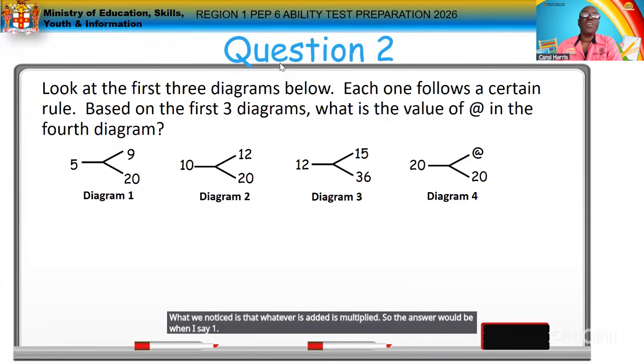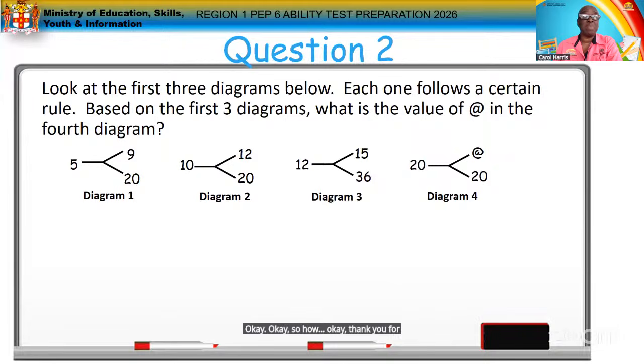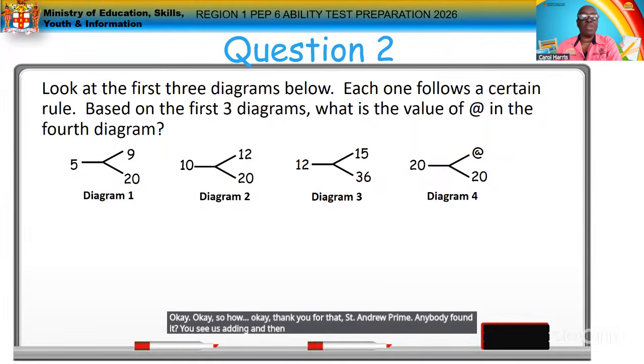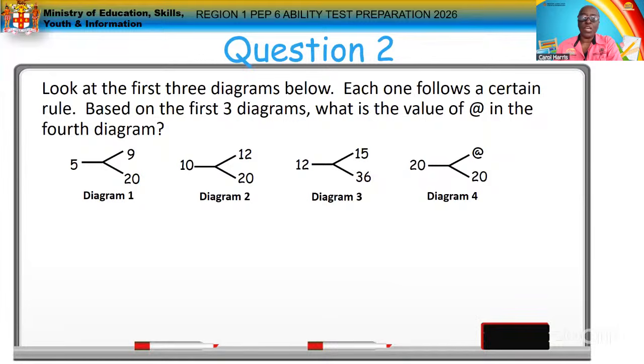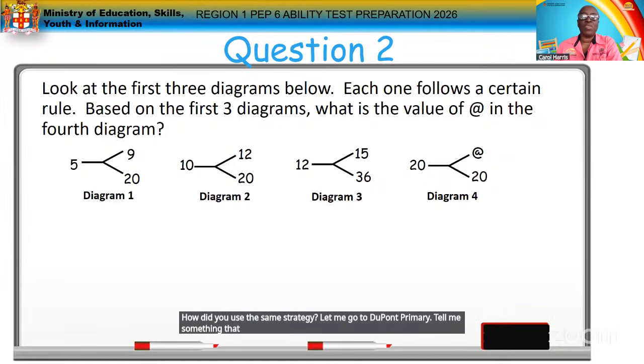Okay, okay, thank you for that, St. Andrew Primary. Anybody found it, you see it as adding and then multiplying? Anybody saw any other approach? How did you use the same strategy? Let me go to DuPont Primary. Tell me something. Is that what you did to find out what would be at the symbol?